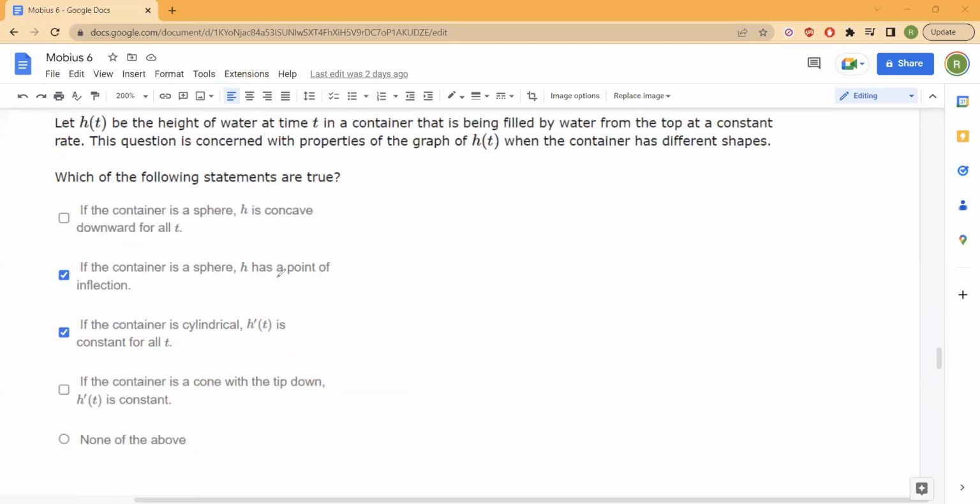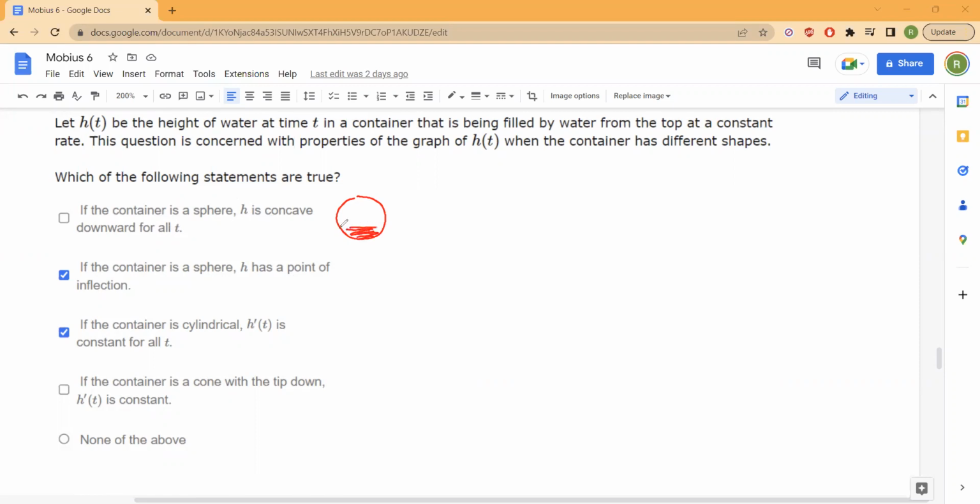So here what you can do is go for each one and try to draw a picture. If the container is a sphere, you can just draw a circle and think of how a circle fills up. h is concave downwards for all t. If I were filling this sphere up, then in the beginning it would fill up a lot faster, right? Because the container itself is smaller down here. So this part would fill up a lot faster.